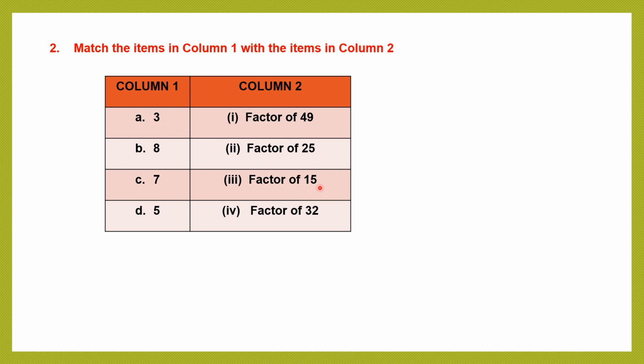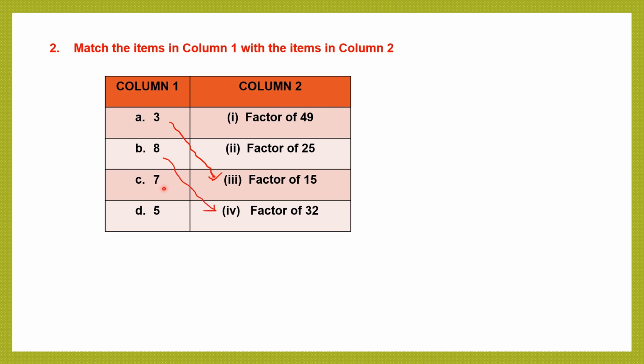Now what about 15? 15 is in the tables of 3. So you can match 15 and 3. So these two are together. So you can say 3 is a factor of 15. Now let's look at 8. Now which of these numbers are in the tables of 8? Now 49 is not in the tables of 8. 25 is not in the tables of 8. 32, yes. 8 fours are 32. So you can match these two numbers, 8 and 32.